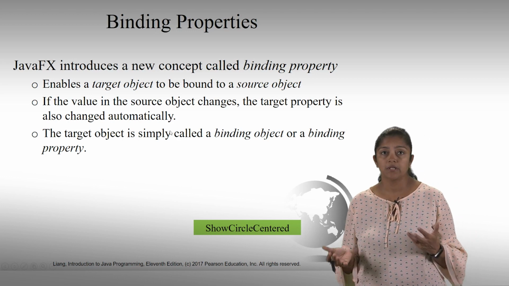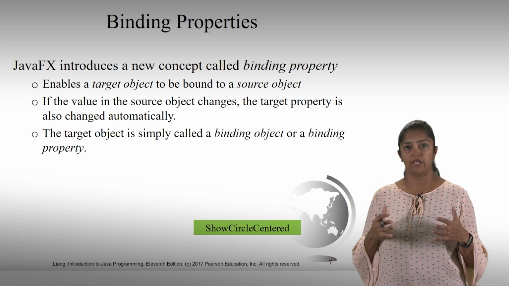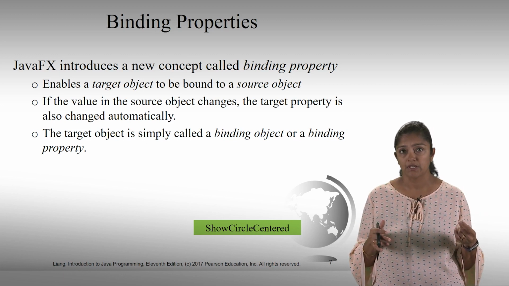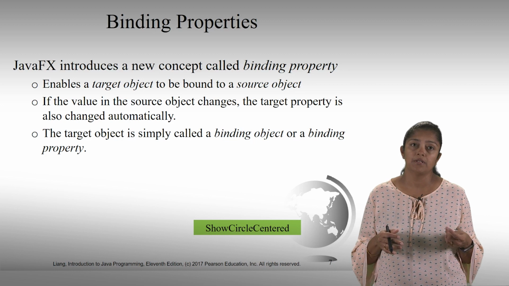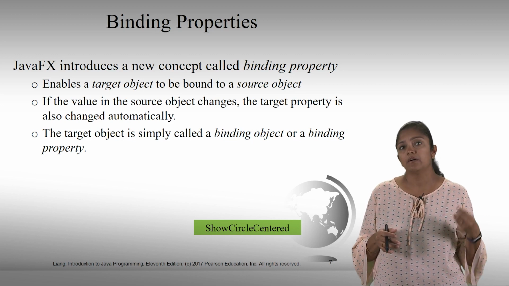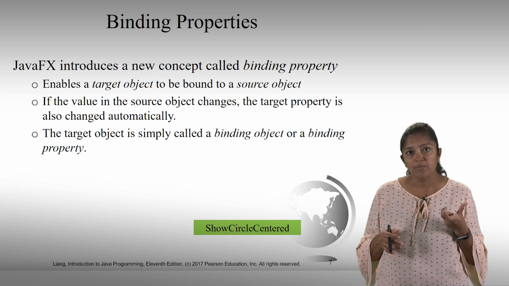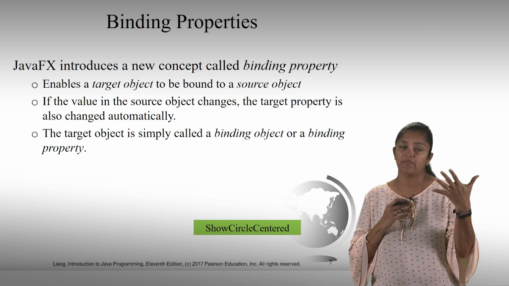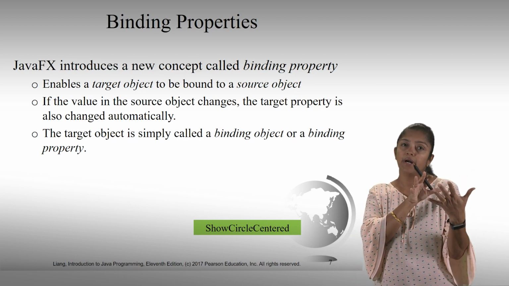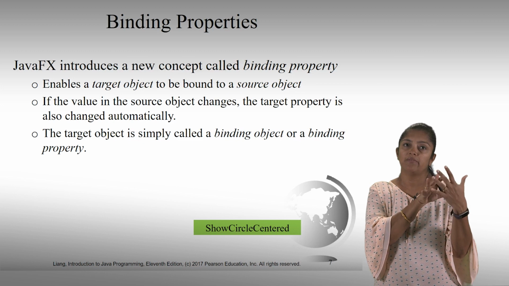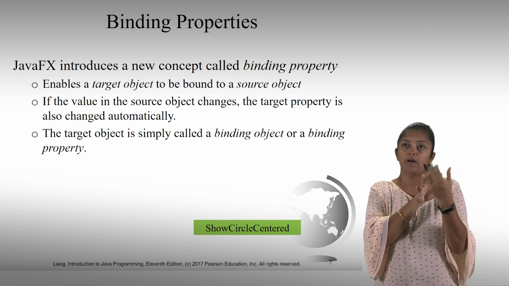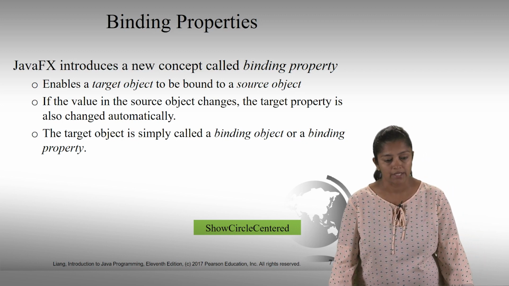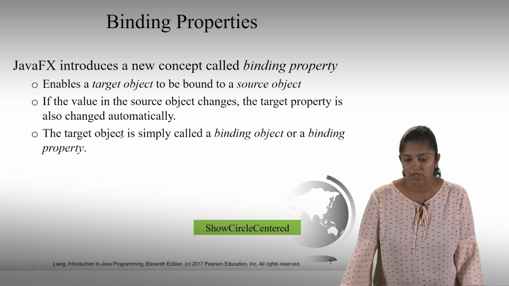So if we want the circle also to move as we change the height and width of the window, then we need to use what are called binding properties. And JavaFX introduced this new concept called binding property, so that if you have a target object, it can be bound to a source object. So for example, in our case, we have the stage and the circle on top of it. We can bind the circle to the stage, so that when the stage's height and width or some properties change, then the circle also changes accordingly. So that's what's called binding.